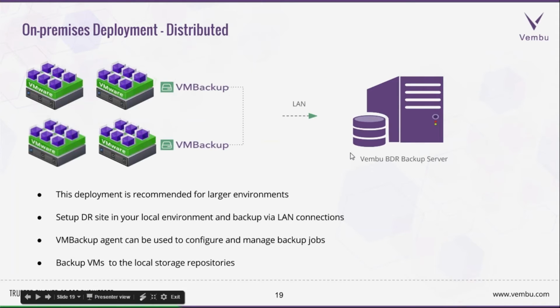If there are multiple VMware environments, and you are not able to do it directly with one single BDR server console, you can have a dedicated VM backup agent or proxy. You need to install the agent on the specific VMware ESXi server, so that from the agent console you can configure the backup, and the backed up data will be transferred through LAN to the Vembu BDR backup server. This distributed deployment method can be used if you have multiple VMware environments backing up to the common Vembu BDR server.